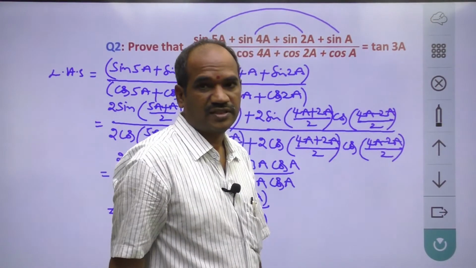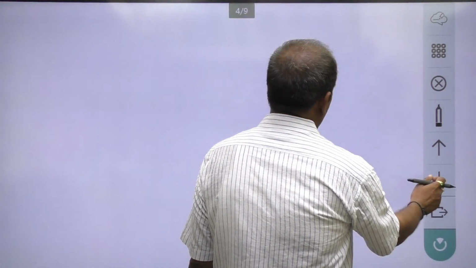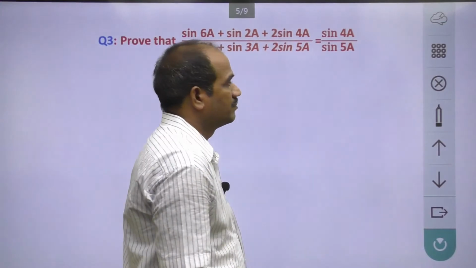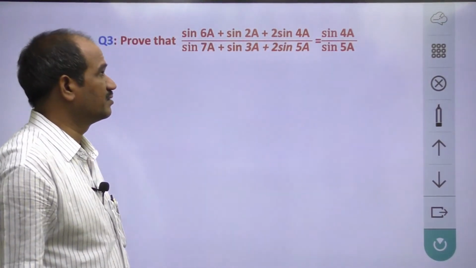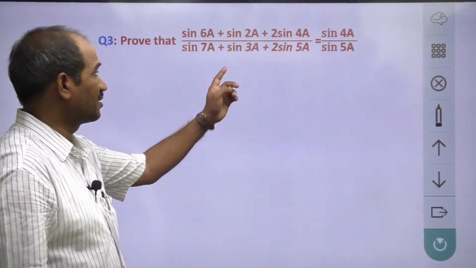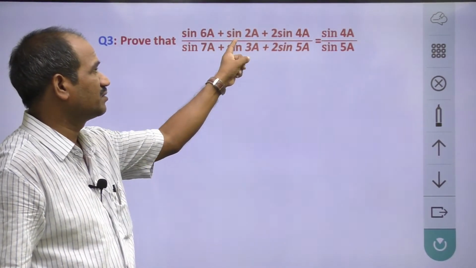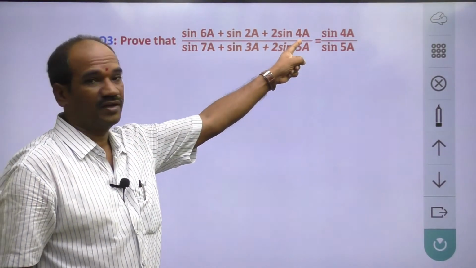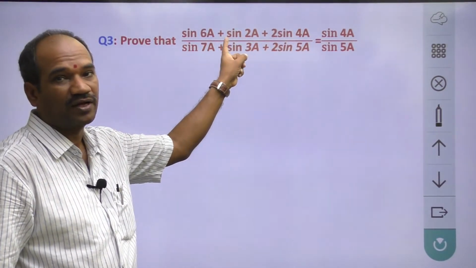Okay, next question. See here, in this next question also, same procedure. First, taking the LHS value. So you're taking these two terms here. Here the angle is 4a, so 6a plus 2a is 8a, by 2, 4a coming.